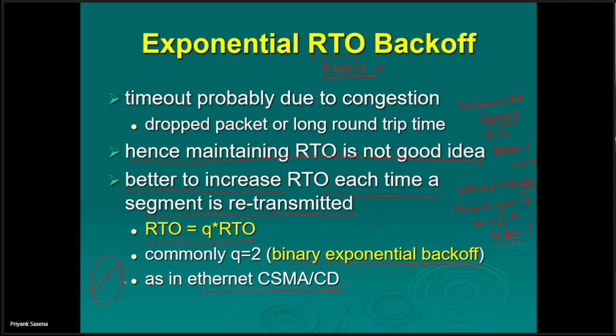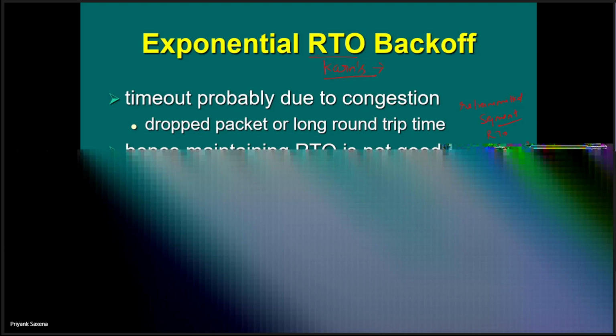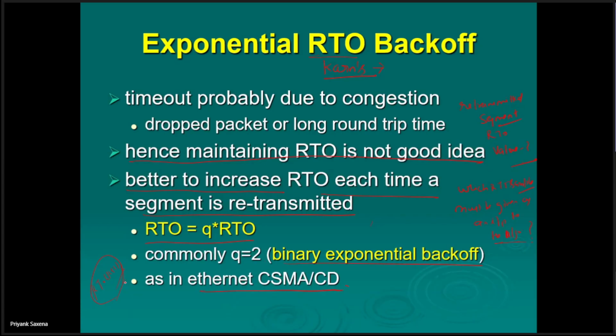Are you following? If you remember CSMA/CD, there was an exponential backoff. Whenever a collision occurs, the station backs off, and every time it faces a collision, it backs off for a longer period of time, right? A random value R is chosen between 0 and 2 to the power k minus 1, and then the backoff time is calculated.